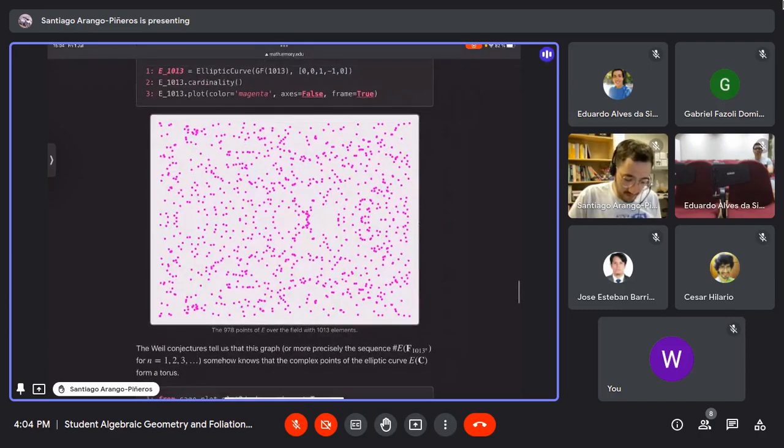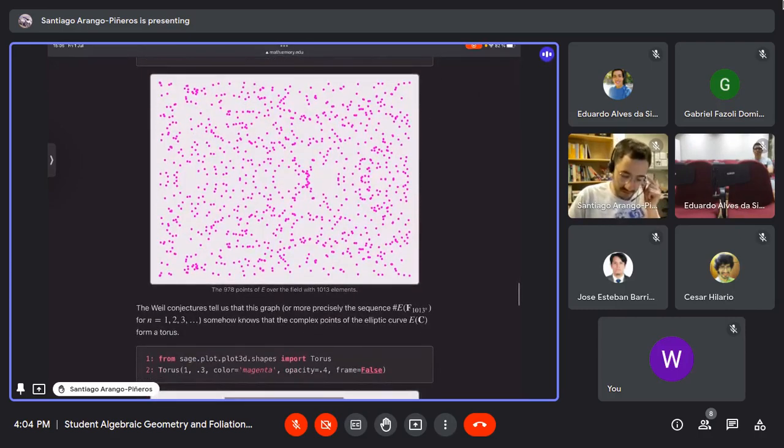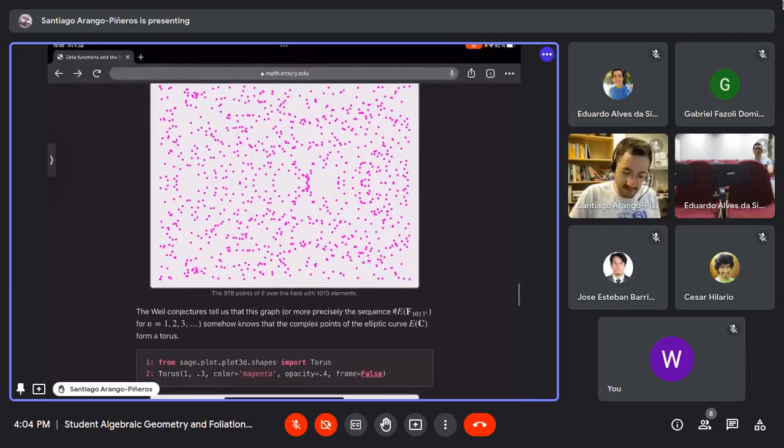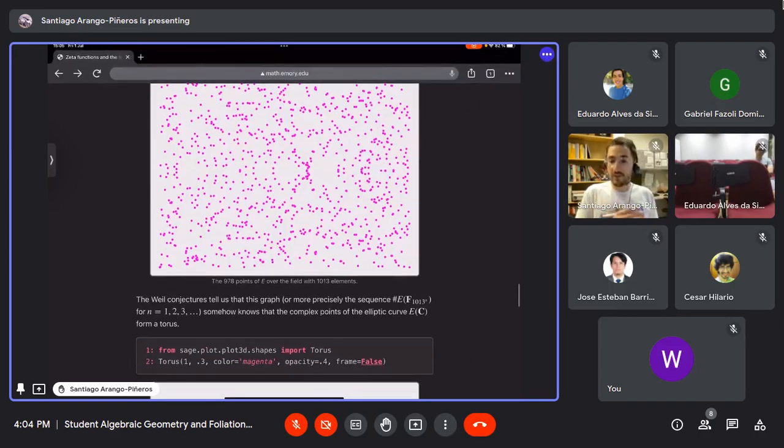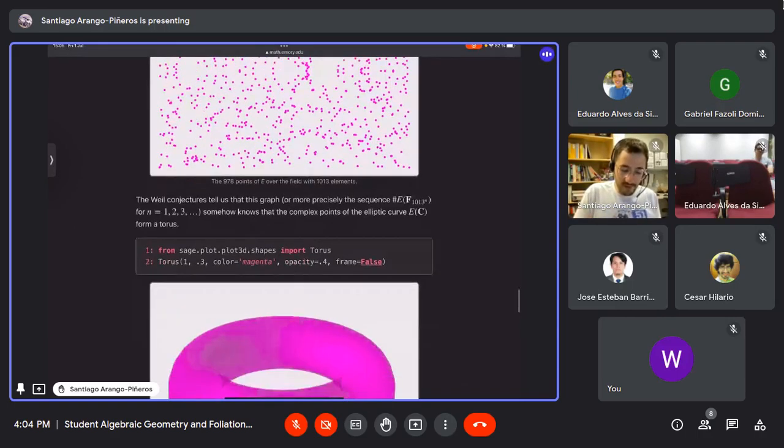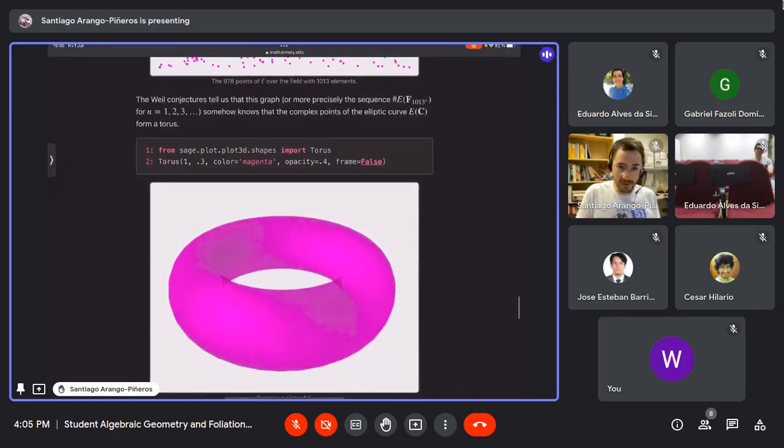And what the singular cohomology part of the conjectures tells us is that this graph, or more precisely, the number of points over every extension of F_1013, knows that the graph over the complex numbers for elliptic curves actually looks like a torus. So the arithmetic knows about the topology.